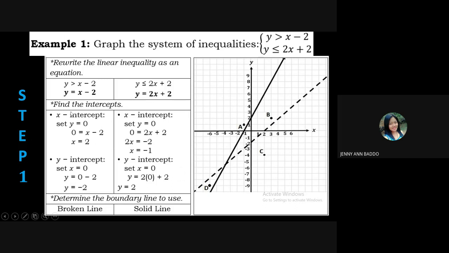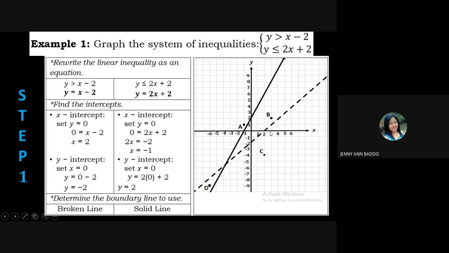Next, we have to determine the x-intercepts and y-intercepts of the two given equations. Using the first equation, y equals x minus 2, to get the x-intercept, we have to set y equals 0. So we have 0 equals x minus 2. That means x equals 2. For the y-intercept, we have y is equal to 0 minus 2. Therefore, y equals negative 2.